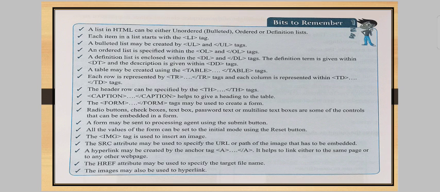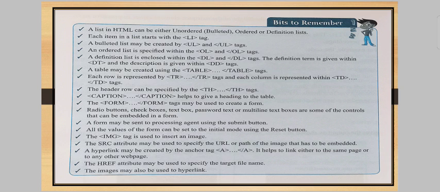Next is form. Form tag may be used to create a form. Radio button, checkbox, text box, password text or multi-line text boxes are some of the controls that can be embedded in a form. A form may be sent to processing agent using the submit button. All the values of the form can be set to the initial mode using the reset button.